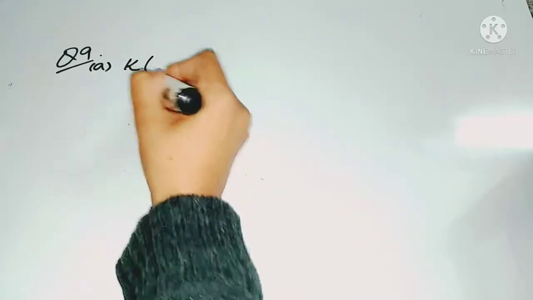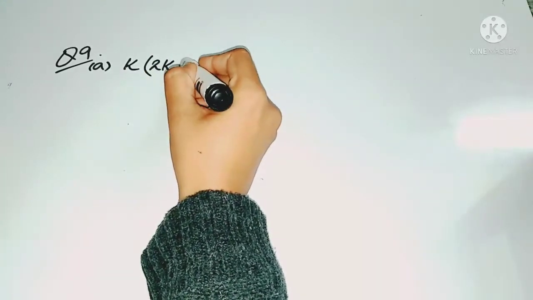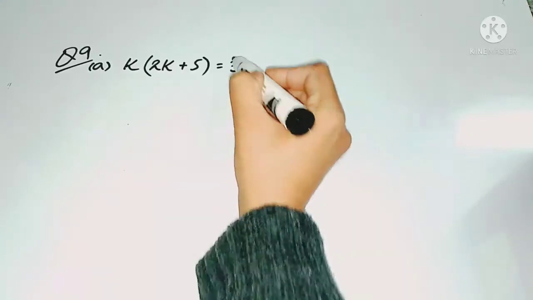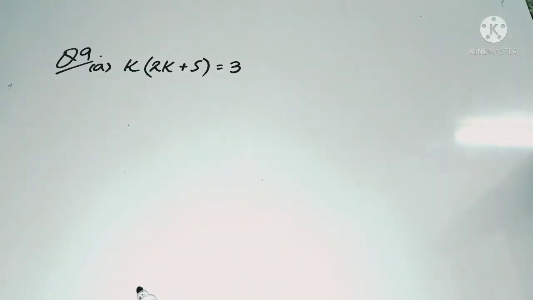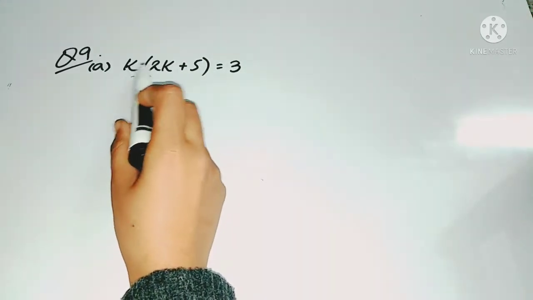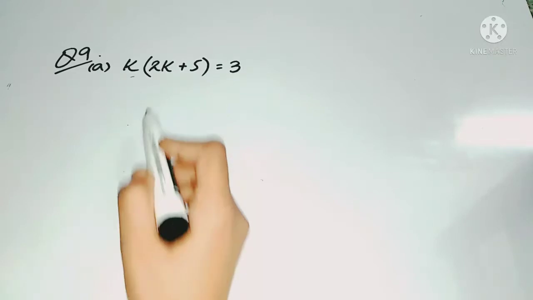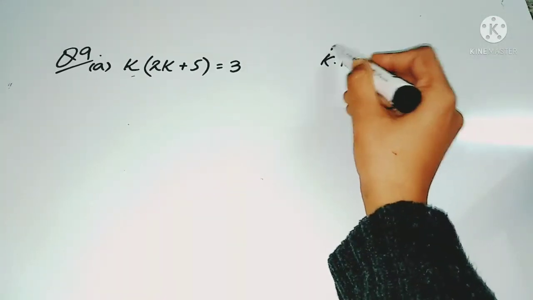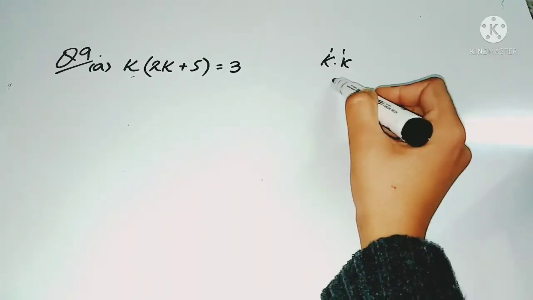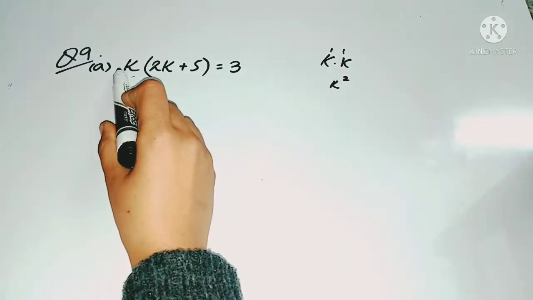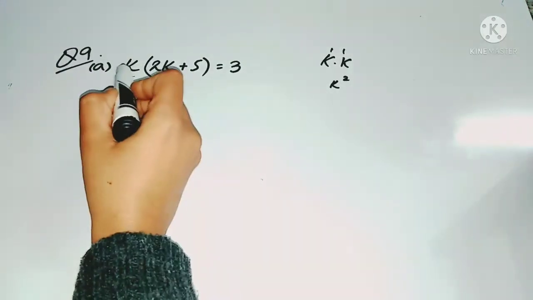k(2k + 5) is equal to 3. So students, as you can see that this k is multiplying with this bracket. So I will multiply this k with this bracket. Okay, ji, k times 2k, when you multiply k with k, you know that whenever you multiply two variables, their powers will add. One power, so it will become k square. And here the coefficient is 1, here the coefficient is 2.